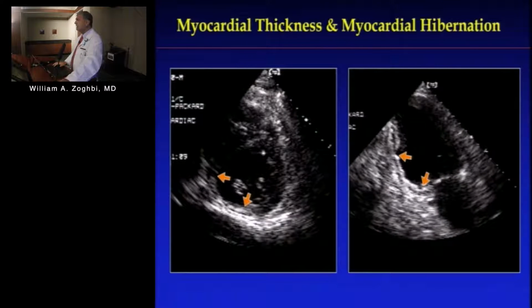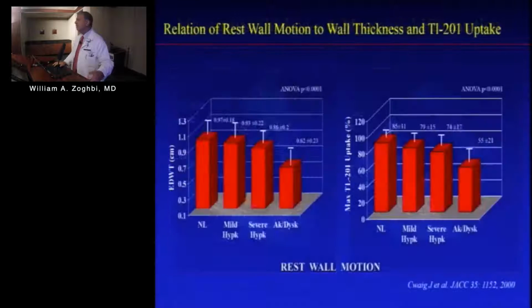So the classic teaching is if you have a very thin myocardium, usually less than 5 millimeters, particularly if it is scarred by ultrasound, meaning very refractile, that it would impart less viability. And these are, again, data from our institution here, looking at nuclear on the right side and diastolic wall thickness on the left. They mirror image each other.